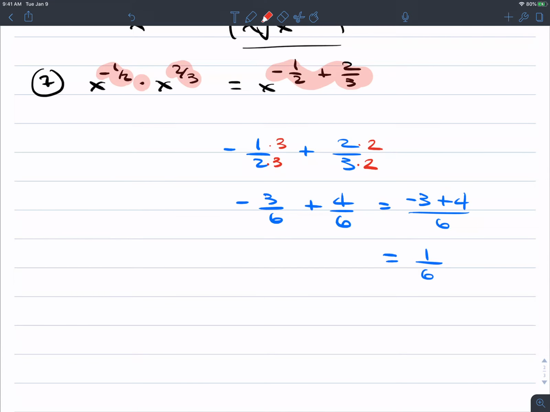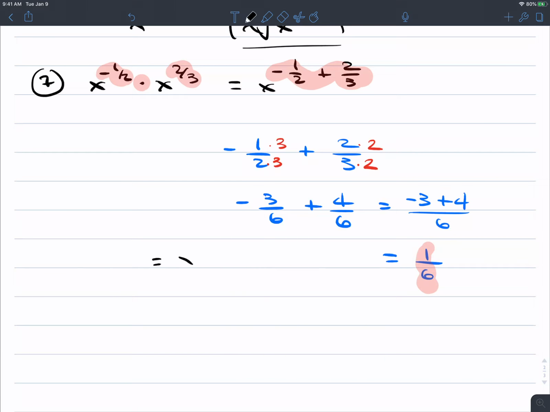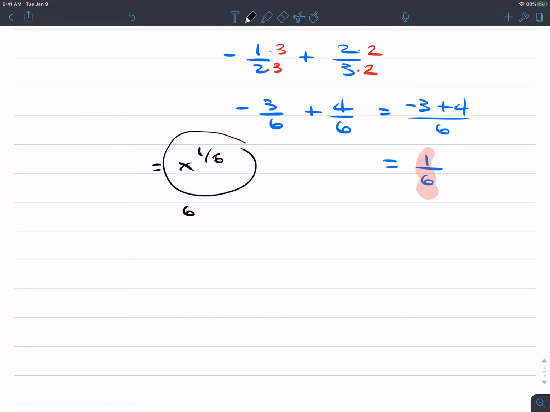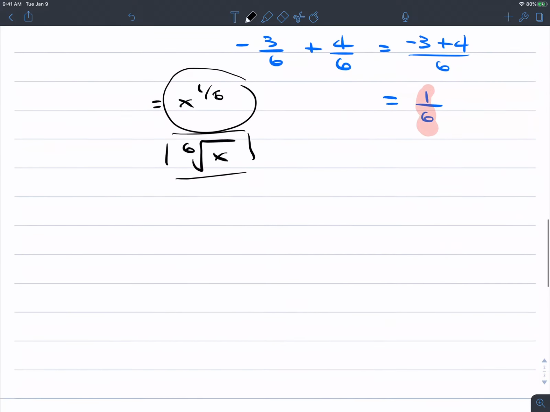So this here is my new power. So your final answer is x to the 1/6. Now, is that 1/6 positive? If they say write with a positive power, you are done. But if they want us to write as a radical, this is the 6th root of x. So there's both answers. And this is number 7.